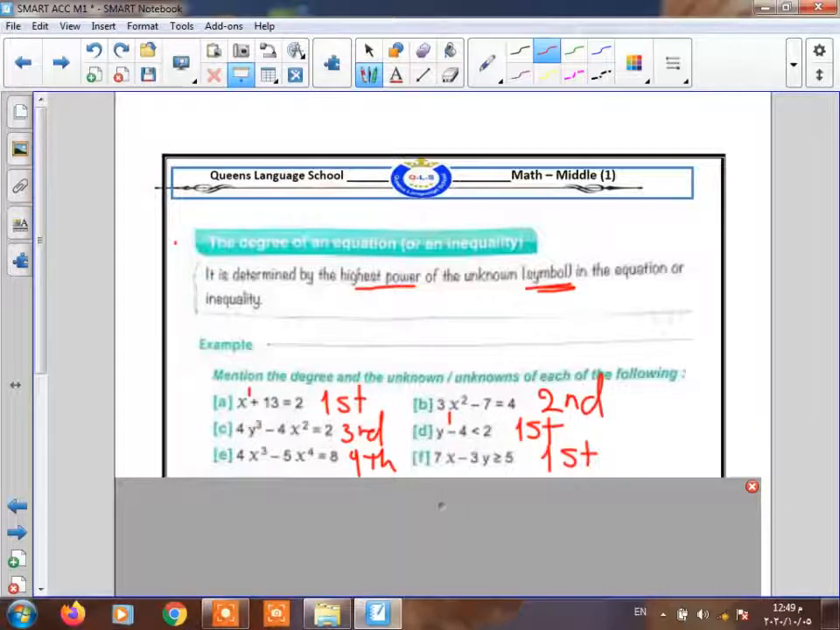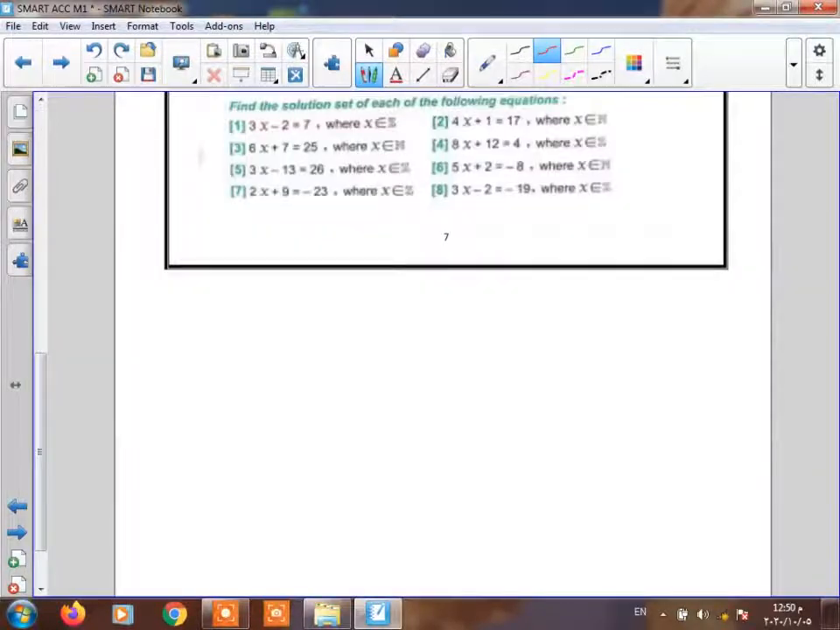Let's solve here the equations. Here we have some of the equations and I need to solve them. All of them belong to Z and some of them belong to N. Take care whether x belongs to Z or belongs to N. For the first one here we have 3x minus 2 equal to 7. How can I get x?